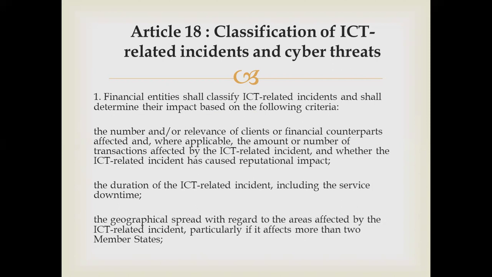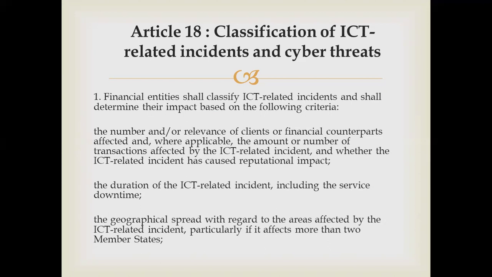Another way is to look at the duration of the ICT-related incident, including the service downtime. Now, I mentioned that earlier. So something that happened that you're able to resolve within your recovery time objective, you can't compare the severity with something that exceeded your RTO but was within your maximum acceptable outage. That also cannot be compared with an incident that exceeded your recovery time objective and exceeded your maximum acceptable outage. The entity is in trouble. They are in big trouble. So you have to look at the duration of the ICT-related incident.